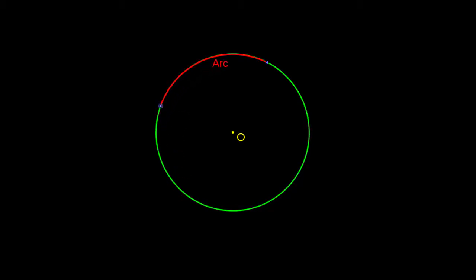When the arc is less than half the circumference of the circle, it is called a minor arc. But when it is more than half of the circumference of the circle, it is called a major arc. I hope you get that correct.